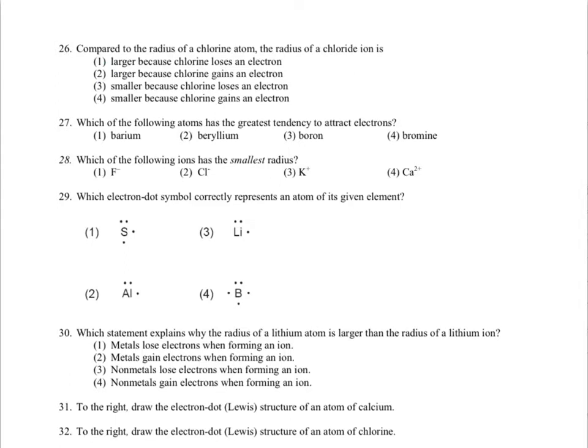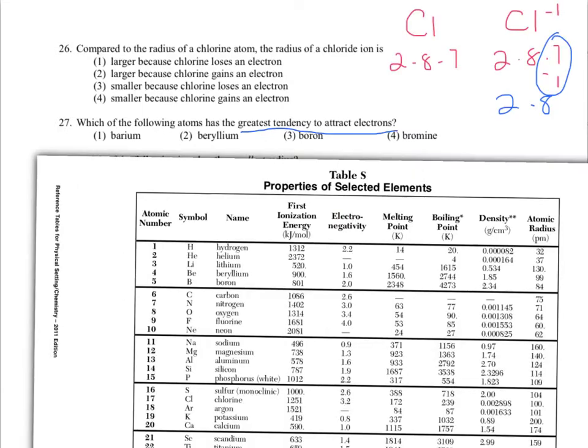Question number 27 asks, which atom has the greatest tendency to attract electrons? Remember that this definition is that of electronegativity. So we'll simply look at reference table S. We can see electronegativity is found here. Barium, element number 56, has an electronegativity of 0.9. Beryllium, found here, element number 4, has an electronegativity of 1.6. Boron, element number 5, has an electronegativity of 2.0.